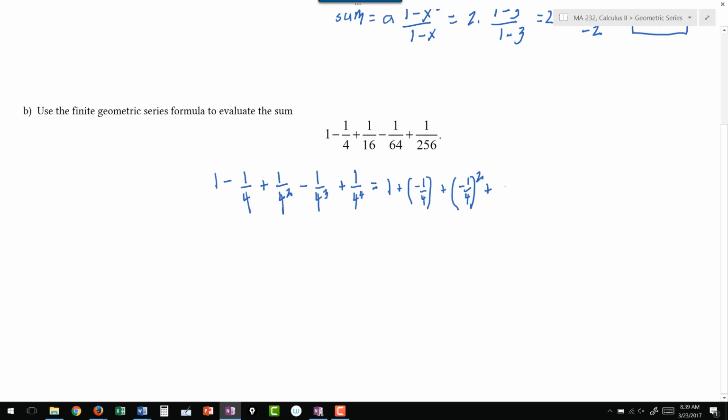So we can rewrite things as 1 plus minus a fourth plus minus a fourth squared minus a fourth cubed, and so on. The a still is the first term, that's equal to 1. The x is the thing we multiply each term by to get to the next. That's minus a fourth in this case. And the capital N minus 1 is the highest power in our sum. That's 4, so capital N in this case is 5. Once we have our 3 pieces to the formula, a, x, and N, it's just a matter of remembering what the formula is and plugging in the values.